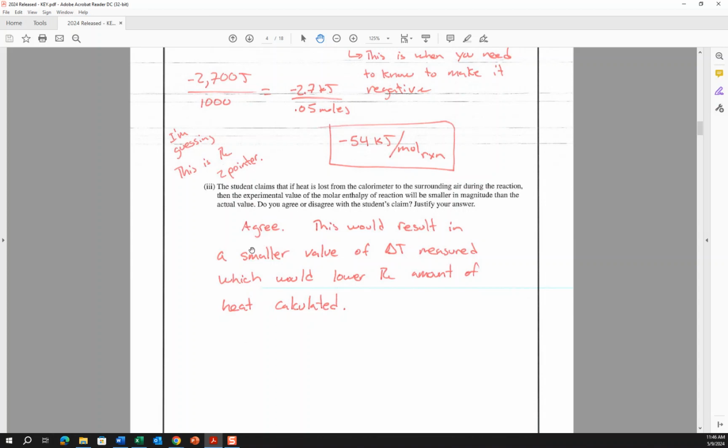The heat loss to the air would mean the measured delta T in lab would not be as high as it should be. And if you have a lower value for delta T, you would end up with a lower value for heat, and that would give you a lower value for change in heat calculated.